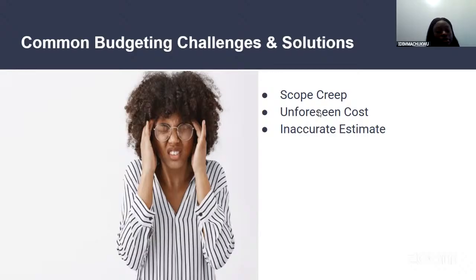So how do we resolve this? The solution to this is to add what is known as reserves. I've explained what reserves are. So when you've gotten your total budget, you should add extra money to account for these unforeseen costs. And that extra money is known as reserve. Now, inaccurate estimate. So overestimating or underestimating is an issue.